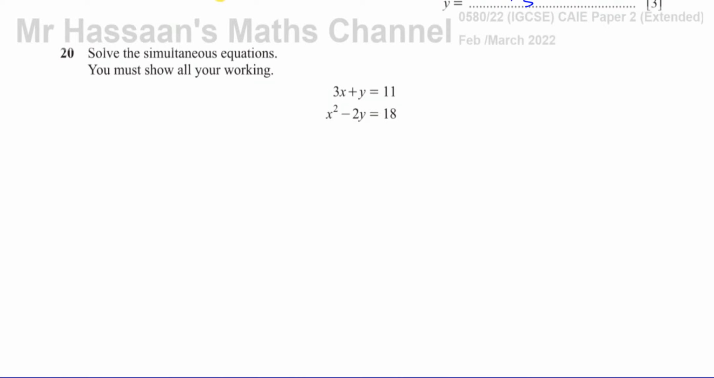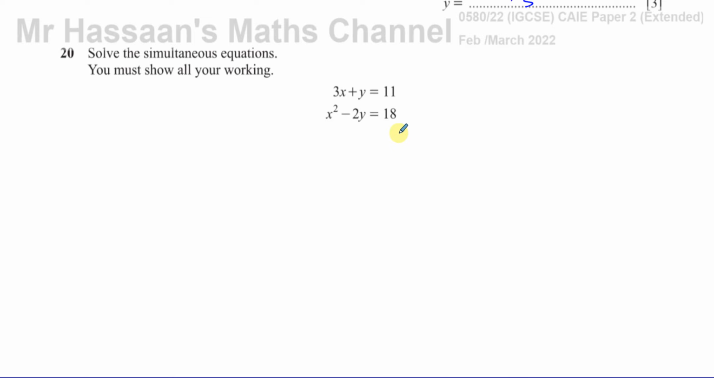I'm now answering question number 20 from the February-March 2022 IGCSE paper 2, 0580 syllabus, and this question is about simultaneous equations. Here we have a pair of equations, one of which is a quadratic equation and the other is a linear equation.